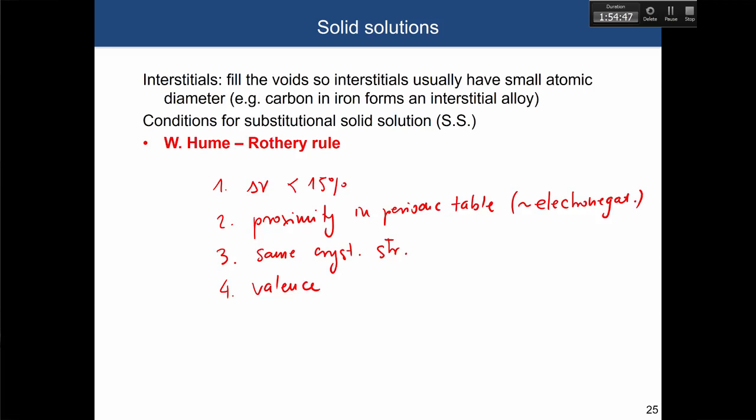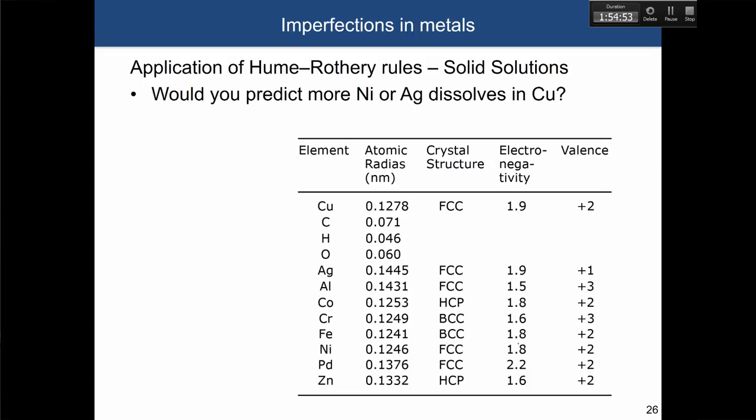So the first thing is that you look at the radius, then you look at their position in the periodic table, etc. If you can apply this rule, I can ask you a question. You have this set of properties: atomic radii, the crystal structure of different materials, their electronegativity. Will nickel or silver more likely dissolve in copper? So this is copper, so we have properties of copper, here is nickel, and we have silver.